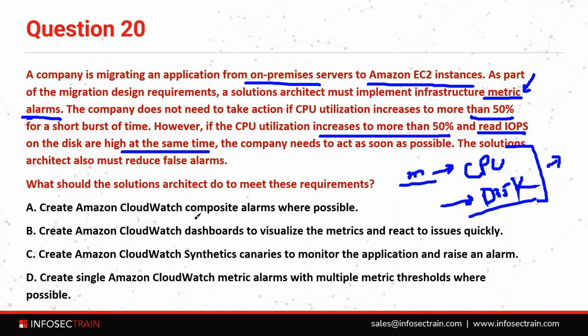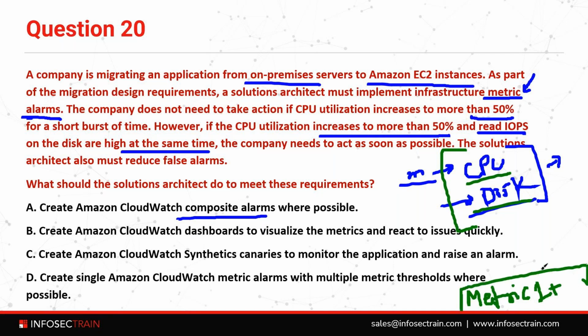So create an Amazon CloudWatch composite alarm. A composite alarm is a consolidation of alarms, where you have two metrics, one and two, and you make a rule that when both of them are high, then create an alert. This is how it is written: metric 1 plus metric 2. When metric 1 and metric 2 are both in a high state, then the alarm would be generated, not just for only the CPU or the disk, but when both of them are high. That's called a composite alarm, combining two alarms.